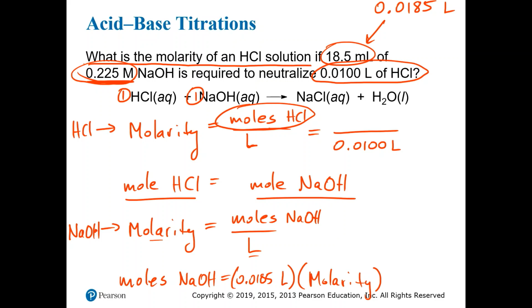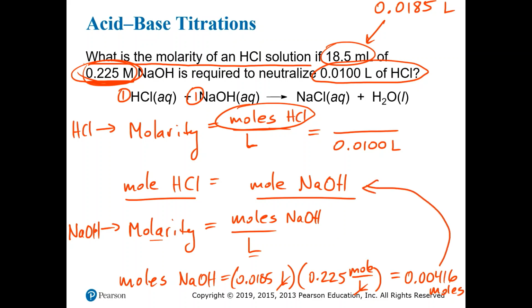And then our concentration is given to us as 0.225 molar, or 0.225 moles of sodium hydroxide per liter. The liter unit cancels, and we end up with a value of 0.00416 moles of NaOH. This is the moles of NaOH that we were looking for because it's going to be equal to the moles of HCl, and so really it's also going to go into the numerator here.